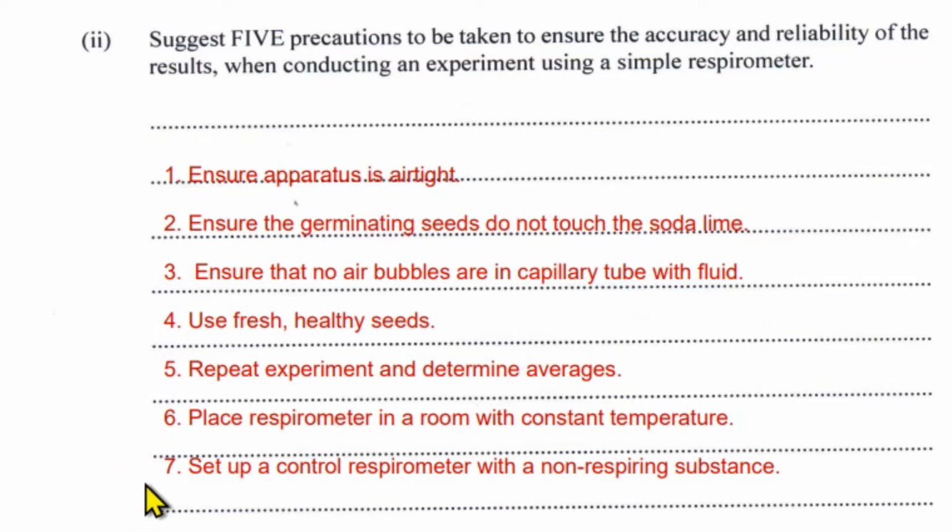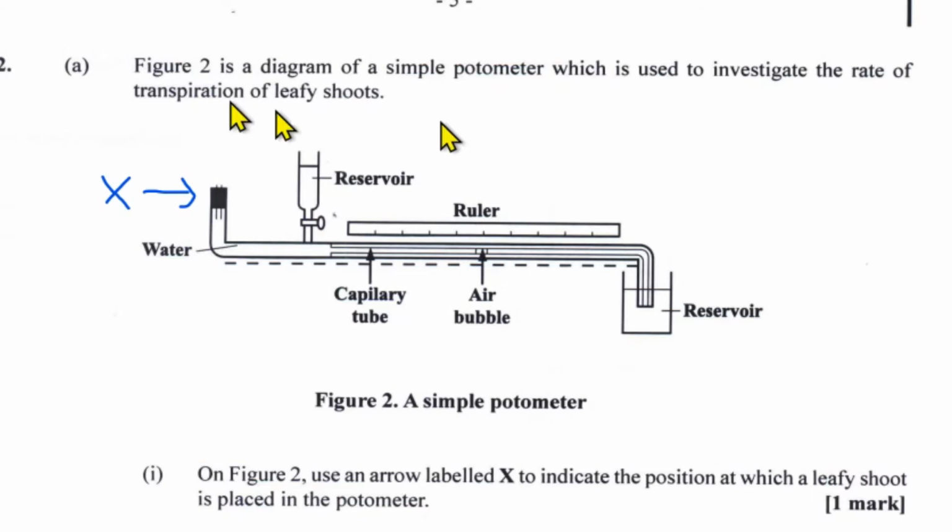7, you're going to set up a control respirometer with a non-respiring substance. You could use beads or something, for example. This is just to ensure that the syringe is working fine, and that there's nothing in the room externally that is affecting the experiment or the results of the experiment. Any 5 of these would give you 5 marks. Let's look at question 2.